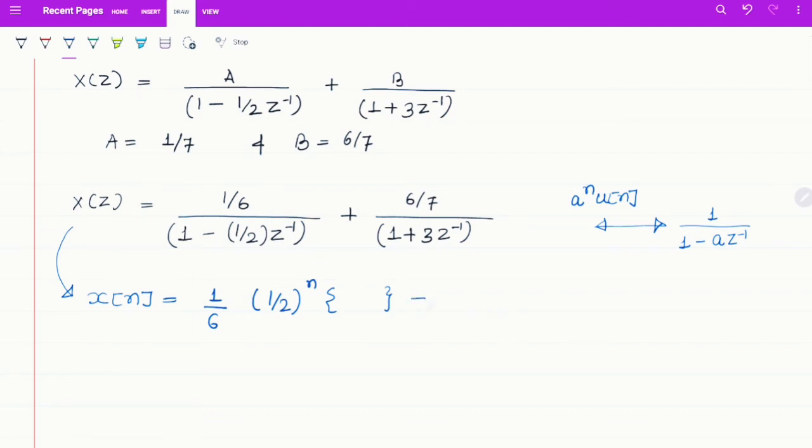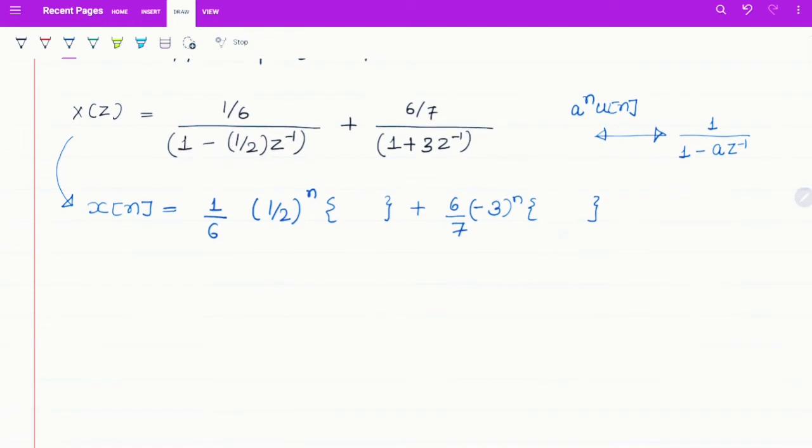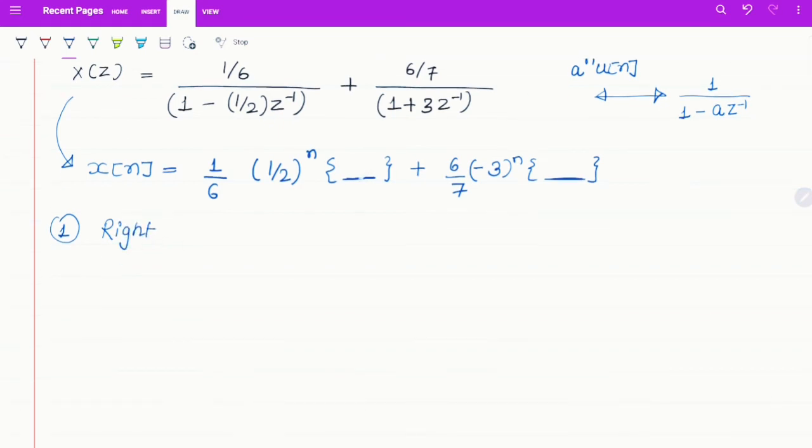Plus 6 by 7, instead of a I am using 3, so this will be 3 to the power n, or this should be minus 3, because of the plus sign here. So this will be minus 3 to the power n. Right now I am not going to mention whether this is a right-sided or left-sided signal, that's why I left this place blank. So first I'll take a condition, if it is a right-sided signal, just stick with me, you will get to know why I left this place.